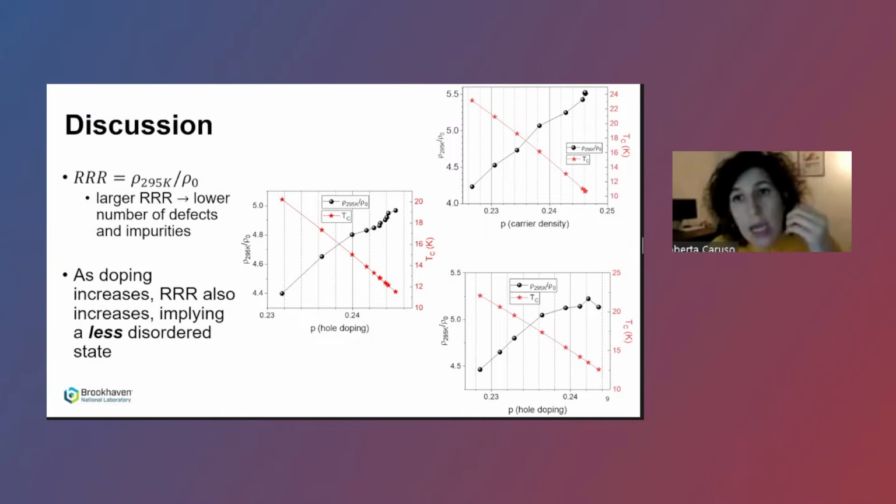In our experiment, this quantity RRR increases as the doping increases, and so it indicates that there is a less disordered state. At the same time, the critical temperature decreases as the doping increases. So this is an indication that the disorder that is caused by hole doping is not playing a significant role in determining the temperature of the superconducting transition.